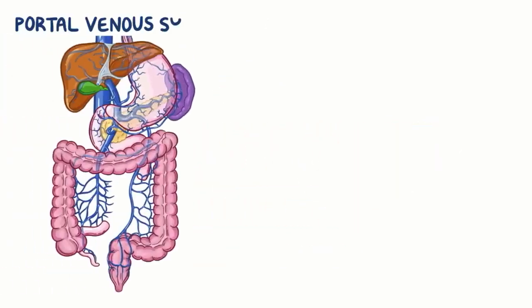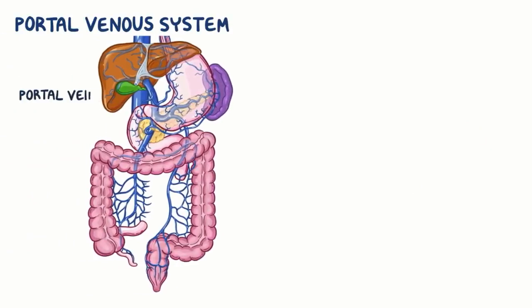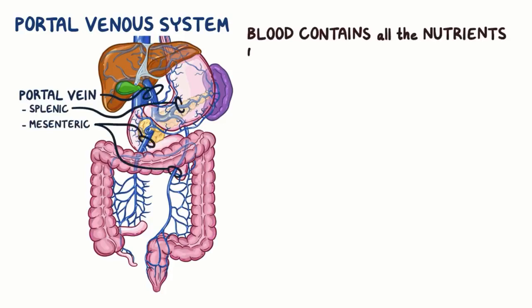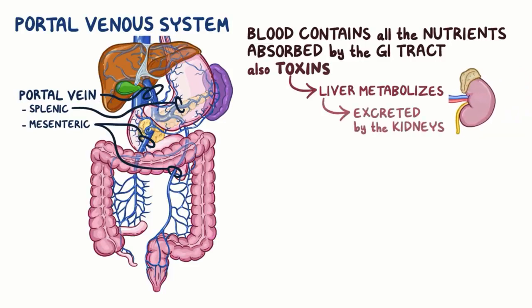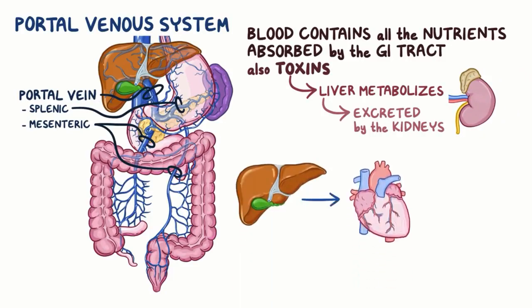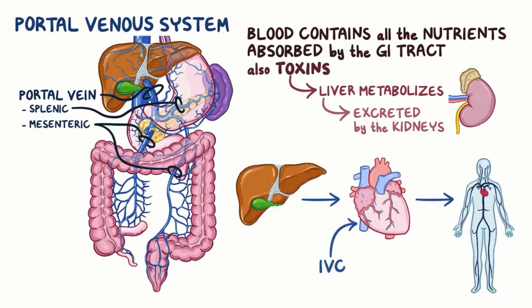Now, the portal venous system comprises the portal vein and its tributaries, namely the splenic and mesenteric veins. This blood contains all the nutrients absorbed in the GI tract, but it also carries toxins that the liver metabolizes so that they can be safely excreted by the kidneys. Once the liver processes all these substances, it sends the blood to the heart through the inferior vena cava to enter the systemic venous system.